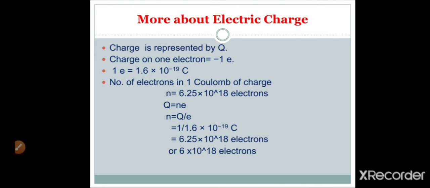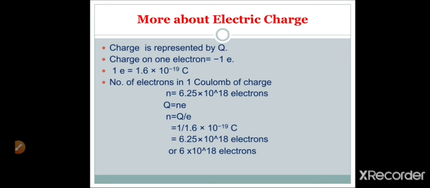So more about electric charge. Electric charge is represented by capital Q. The charge on one electron is assumed as -1 e, that is, 1 e equals 1.6 into 10 raised to power minus 19 coulomb. If we calculate the number of electrons in 1 coulomb of charge, the formula will be Q equals N e, where Q is the charge, N is the number of electrons and e is the charge on one electron.